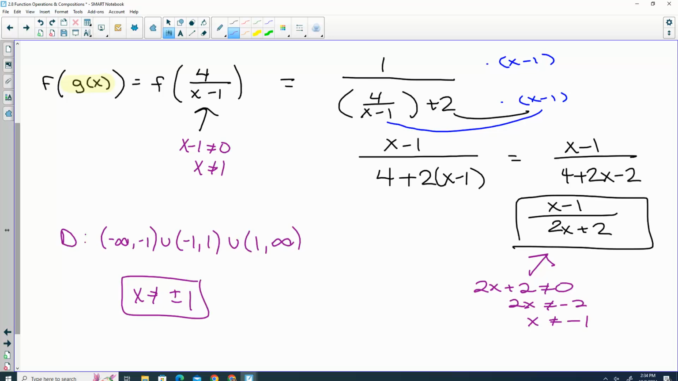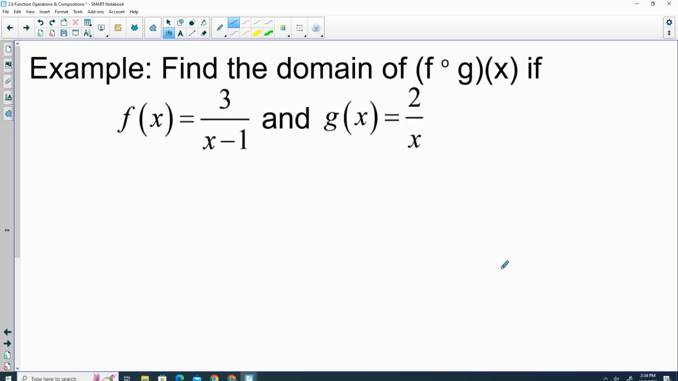Is everybody okay on that one? Let's try another like that. So here are my functions.